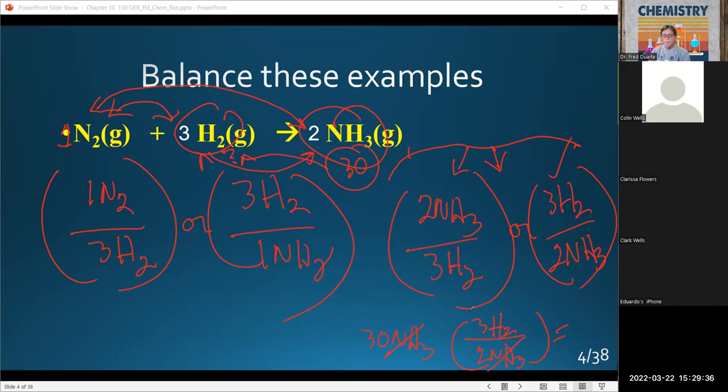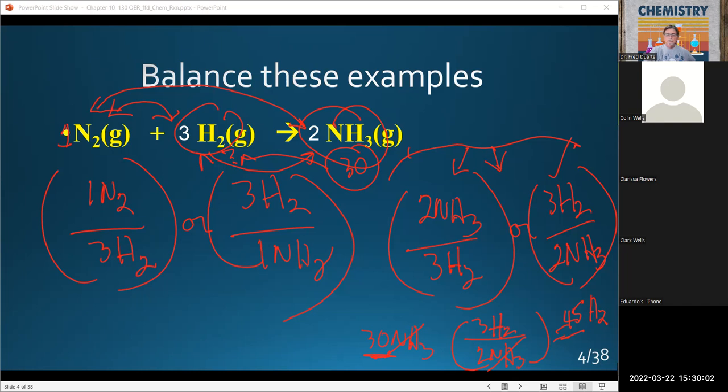And so that means I have 15, that's 15, 45 hydrogens. If I start off with 30 ammonia, I need 45 hydrogens, because that ratio between the hydrogen and ammonia is 3:2.